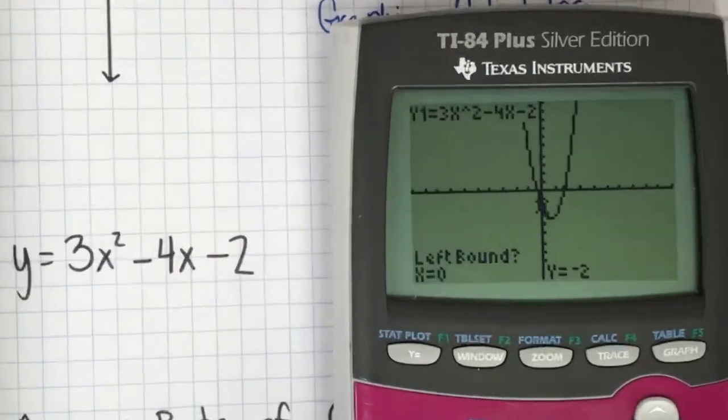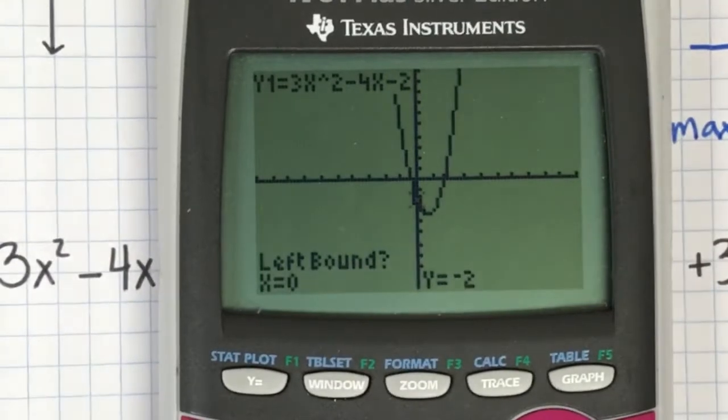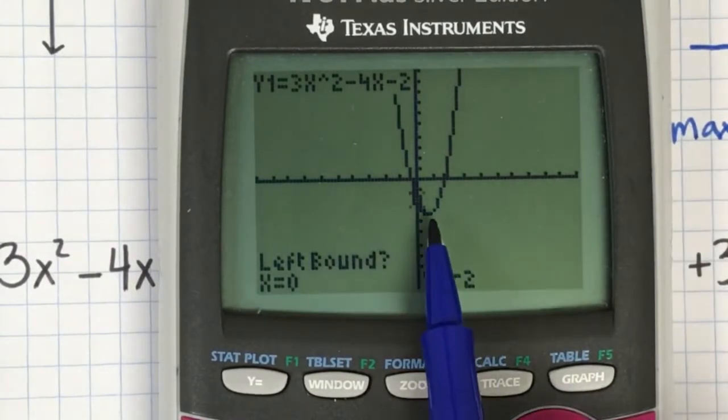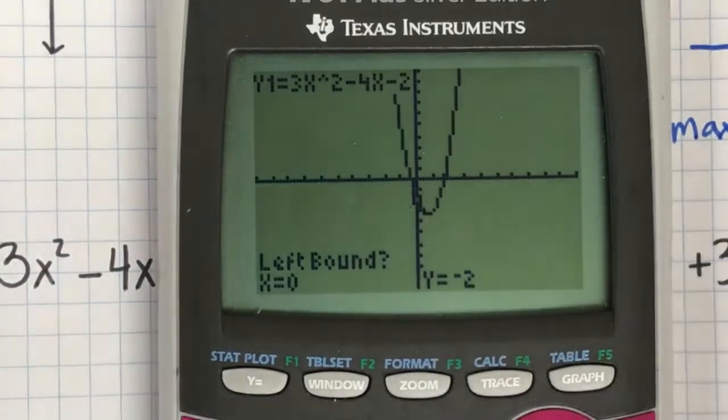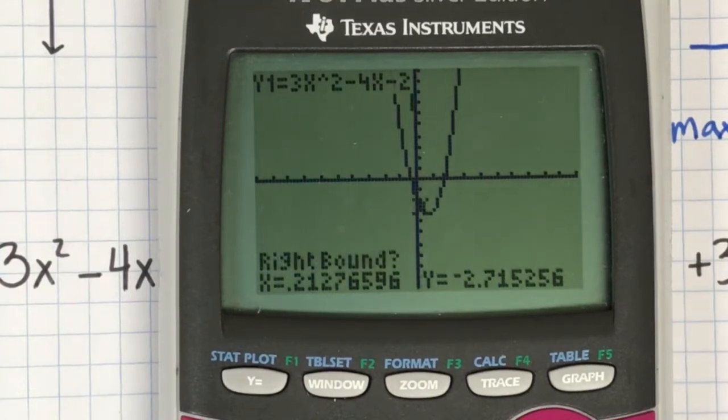And so now this says left bound. So that means we want to be on the left side of our minimum, which is right here. Okay, and I call this guy a little frogger. He looks like a little flashing frogger. So I put my frogger guy really close to that minimum, but not on the minimum. And I press enter. Then it says right bound.